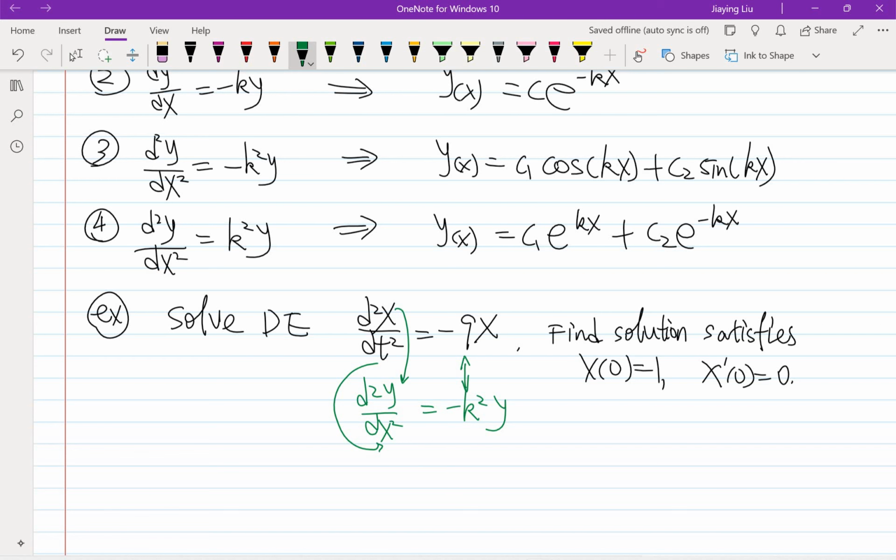Well, we do this because for this differential equation, we already know what the answer is. We know that this one has the answer, I'm just going to copy it down, y of x equals c1 cosine kx plus c2 sine kx. So that's the answer to this known equation. So if I match the variables correctly, I can actually write down the answer in this form.